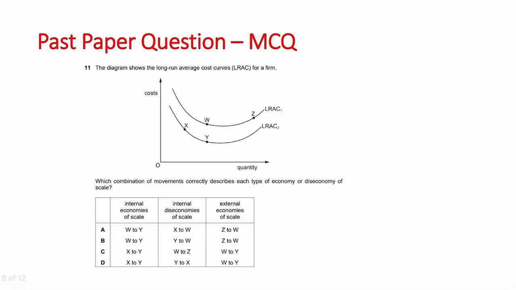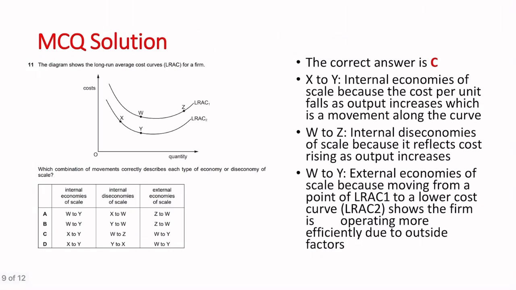The correct answer is C, and this is because the movement from X to Y shows internal economies of scale, since the cost per unit falls as output increases, which is a movement along the curve. The movement from W to Z shows internal diseconomies of scale because it reflects the cost rising as output increases, whereas the shift from W to Y shows external economies of scale because moving from one point of a long run average cost curve to a lower cost curve shows the firm is operating more efficiently due to outside factors.